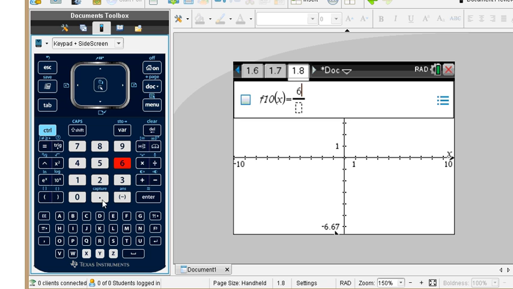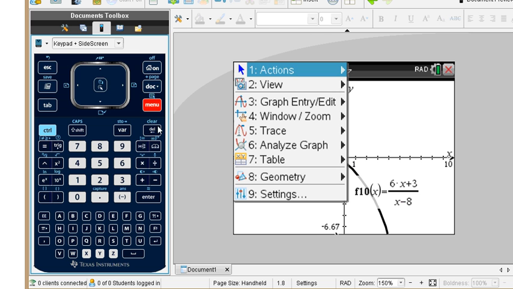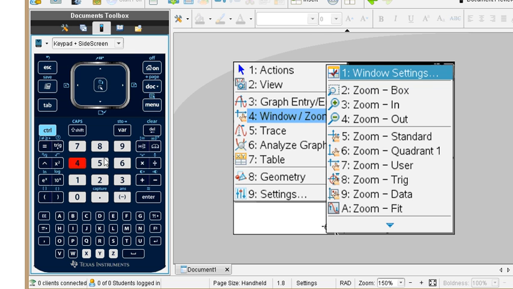6x plus 3 over x minus 8. And we see this curve here. I want to go ahead and make this a little bigger so we can see a better view of this.